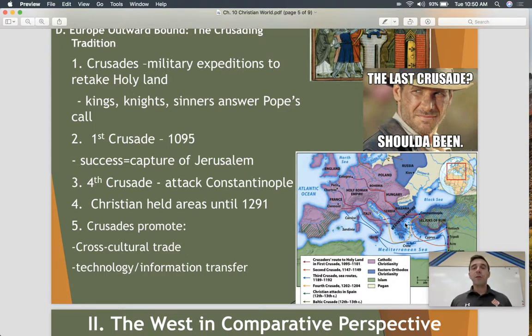What's the big picture of the Crusades? Why do we talk about them? They promote cross-cultural trade, more interactions between Jews, Christians, and Muslims, and technology and information transfer. So the Crusades, while they may not necessarily have long-lasting impacts in the Islamic world, do impact the Christian world arguably more at this time.